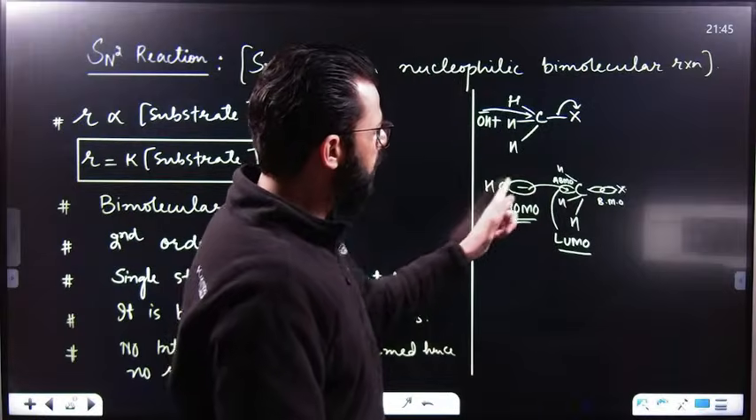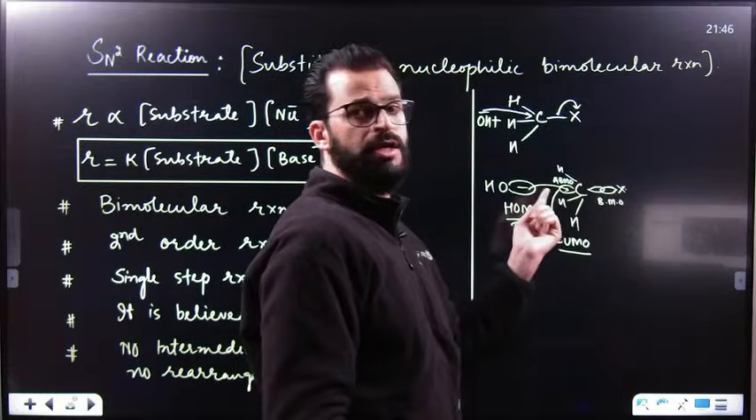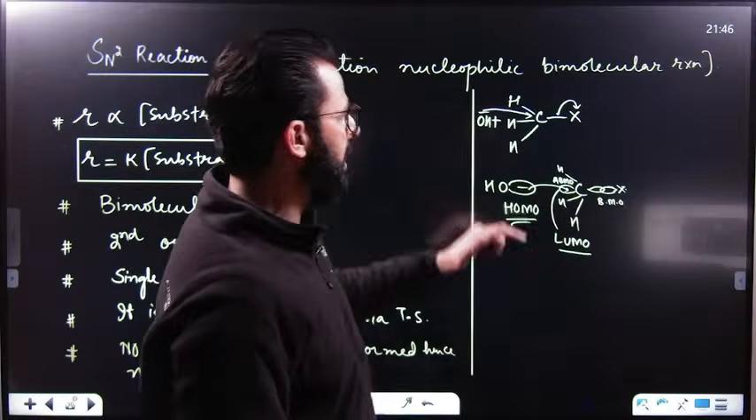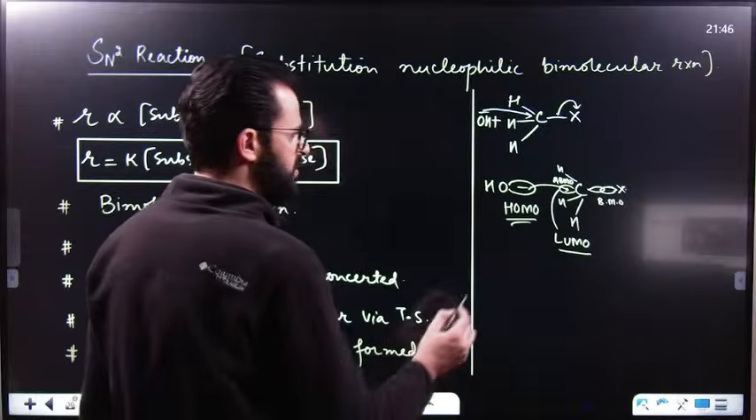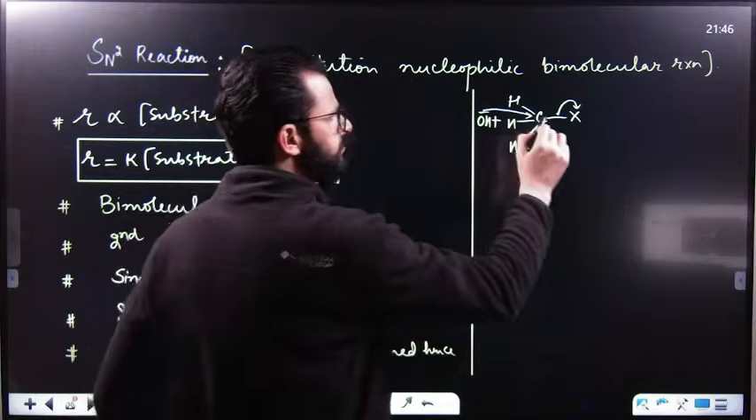So it is only possible from the back side. It is not possible from the front side because there is an orbital which is completely filled. That's why it attacks from the back side only. When it attacks from the backside, let me rub this one. So it will attack from the backside, and this will leave.